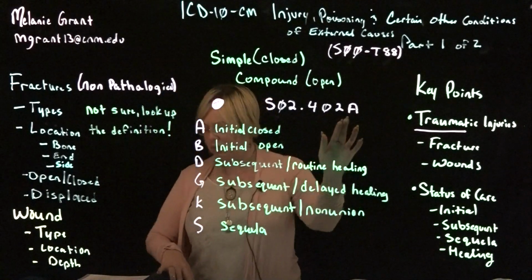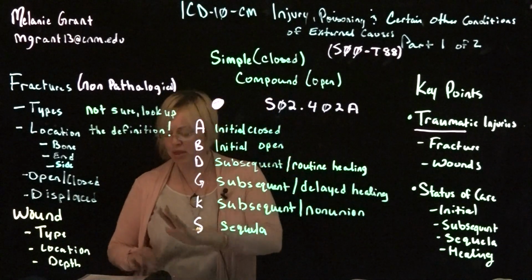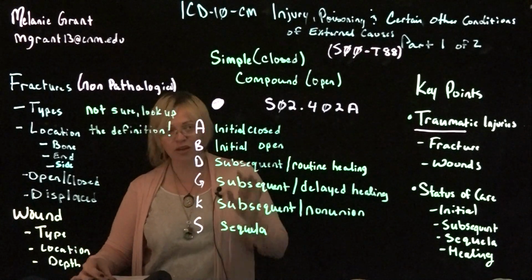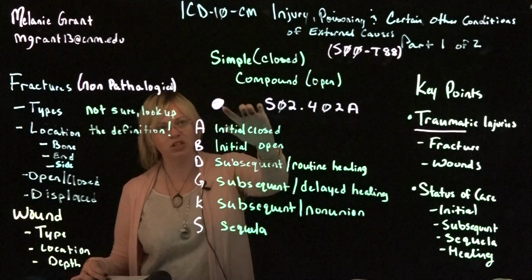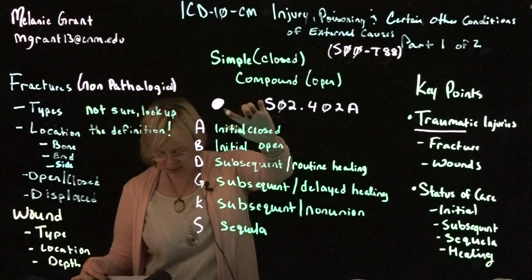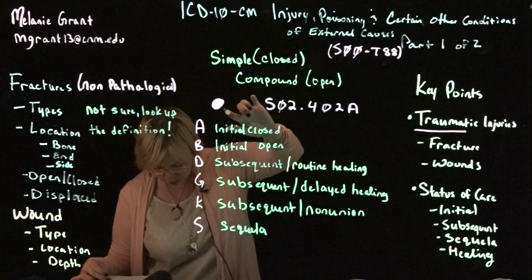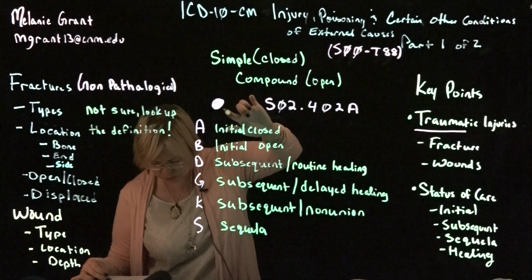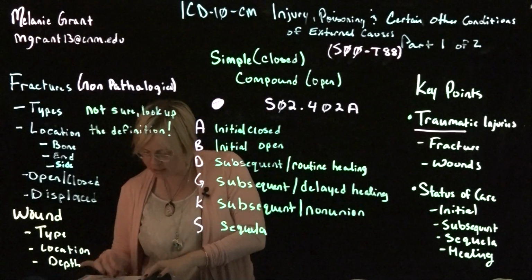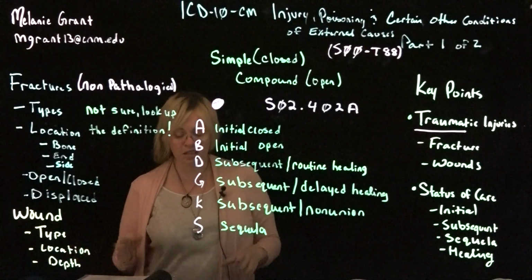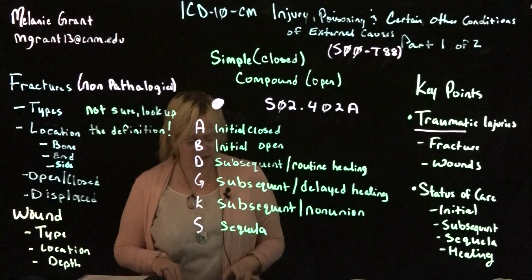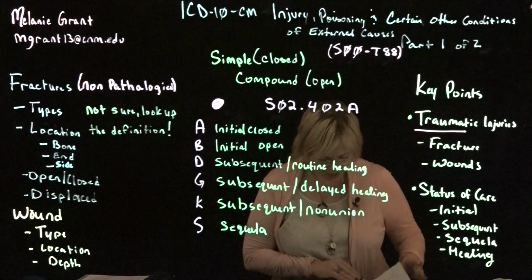Now the A is determined by going back to that little box that we saw under category S02, because there's that 7th digit character required next to S02.402. We go to that and we find initial for closed fracture. And even though it's not stated as closed, we know that the default is closed. Okay?